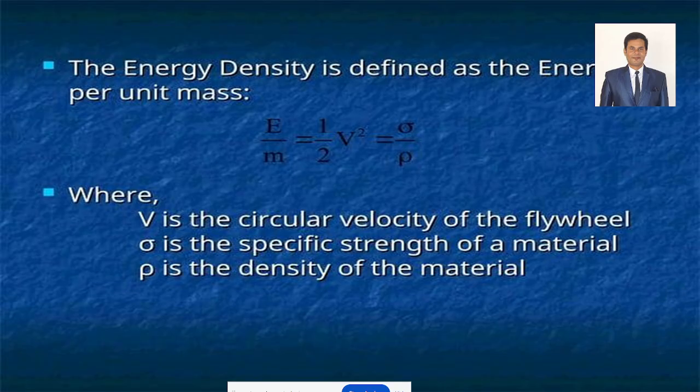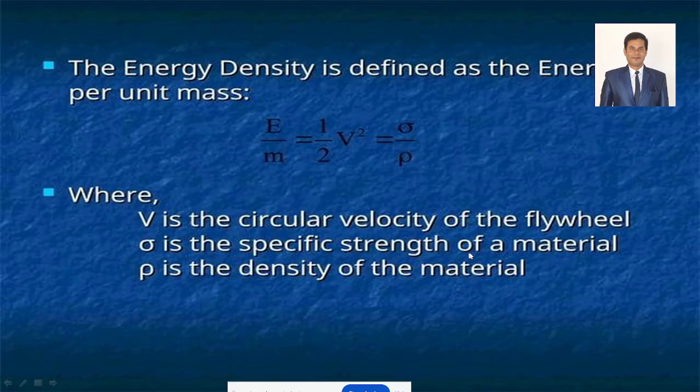So E = 1/2 mv², right? If we take the m over here in the denominator, then E/m = 1/2 v². So m is the mass, and v is the velocity of the flywheel, which is going to store the mechanical energy, right? M is the mass of the particular system, and v is the velocity of the flywheel, right?